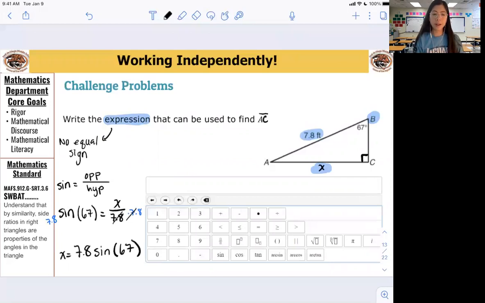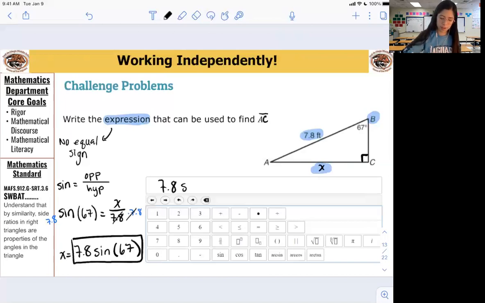Now this is an equation. However, since I've isolated x, it is all alone, I know that this portion of my equation can be used to find x. So that's my expression, 7.8 times the sine of 67. Any questions on this bell ringer?